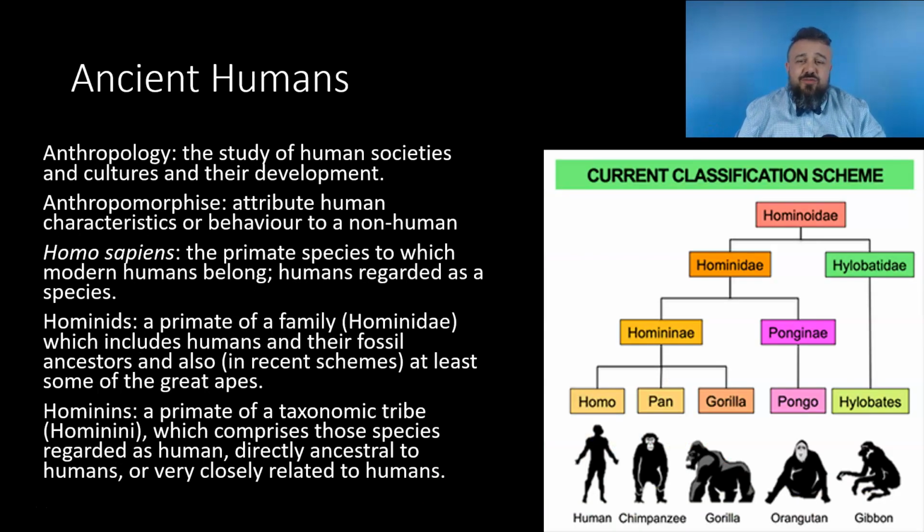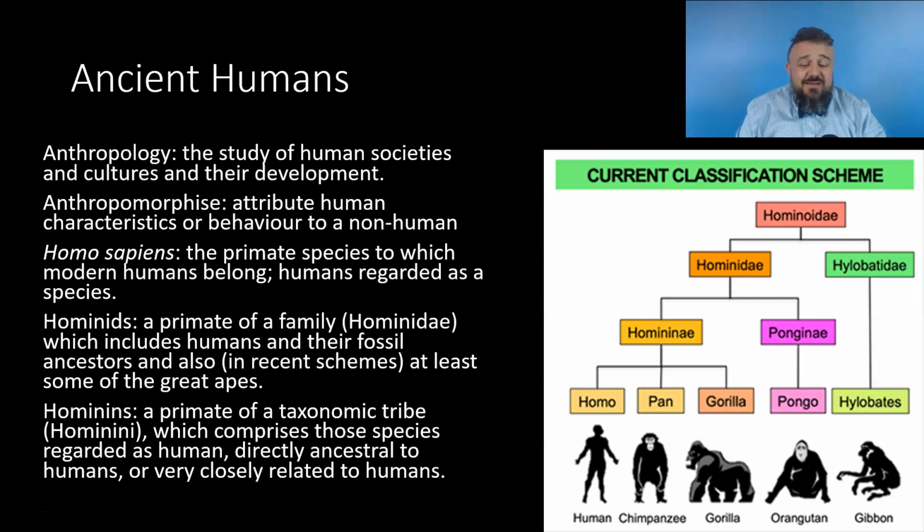Then we have ancient humans. This is a really fun one, right? So we have anthropology, which is the study of human societies and cultures and their development. We anthropomorphize. That's where we attribute human characteristics or behavior to a non-human. And this is actually something we have to try and avoid. Homo sapiens, that's us, unless some Neanderthals have hung around and learned how to use YouTube. We are the primate species to which, again, we belong. Humans are regarded as a species.